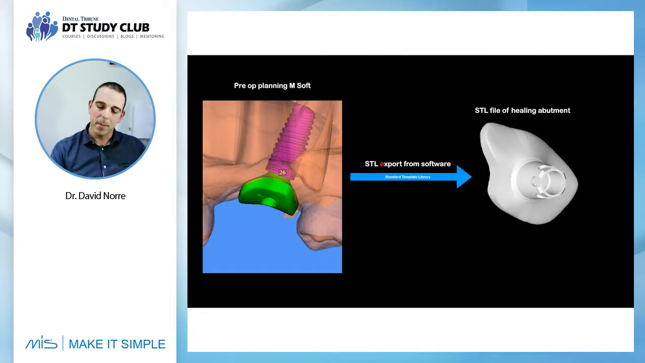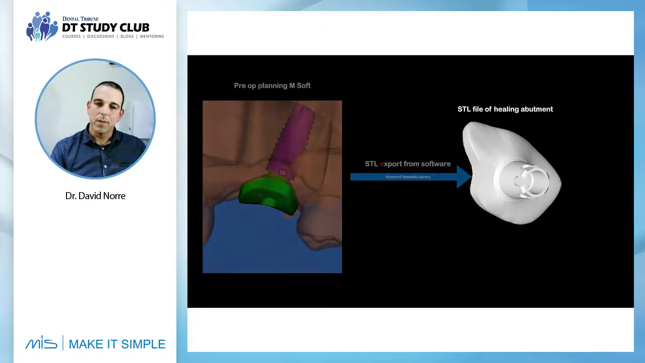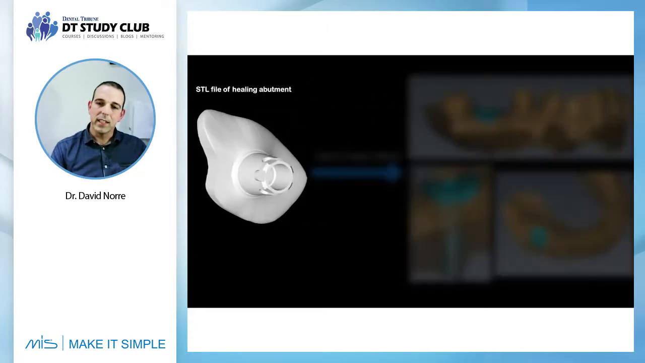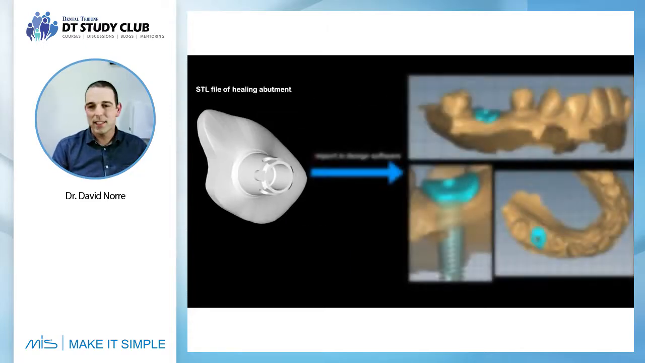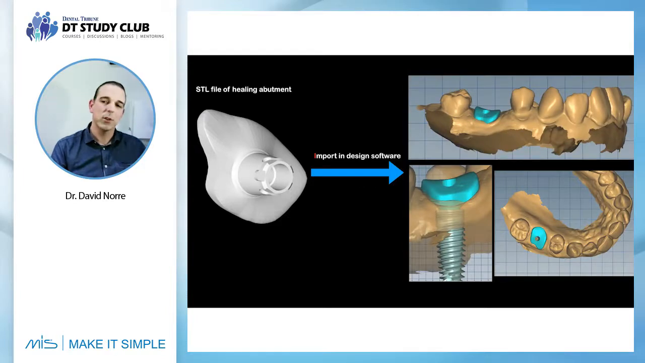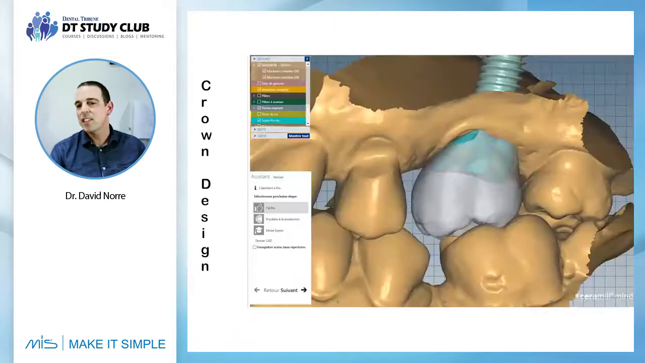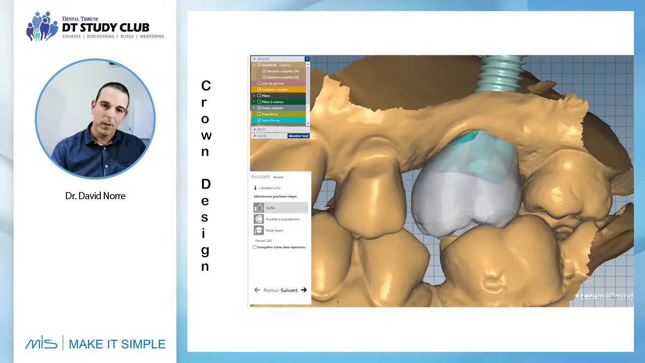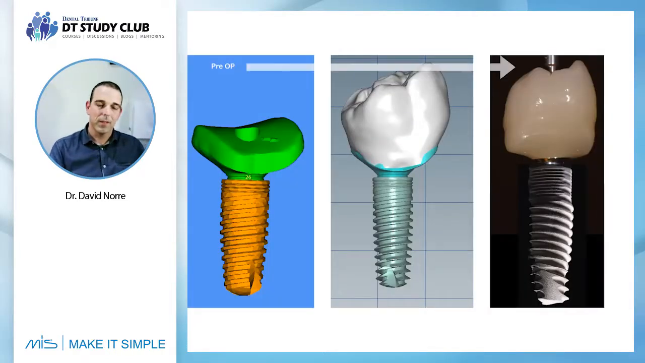What can happen? Your dental technician can import this STL in his AutoCAD, in his 3Shape software, and put it on top of your implant. And on top of these abutments, you can just design a tooth with a perfect emergence profile of the abutment you have made up front. So from the abutment, pre-op to placement, the crown has the same form.